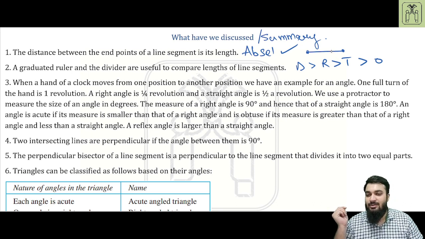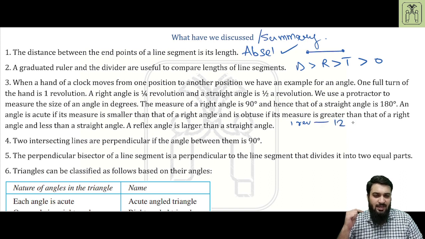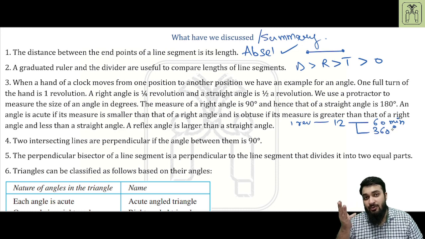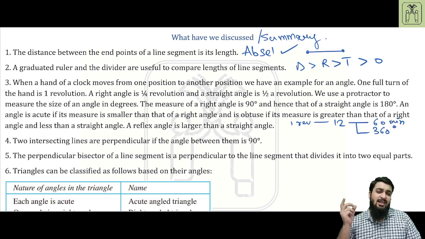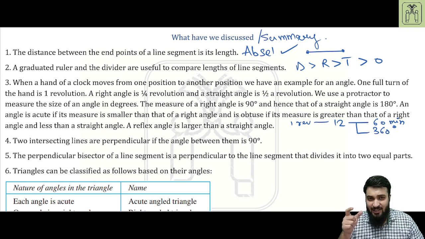Okay, so point 3. When a hand of a clock moves from one position to another, we have an example for an angle. Obviously, we studied with the help of the unitary method how one full revolution is divided into 12 divisions, and 12 divisions are divided into 60 minutes or 360 degrees. And we understood how to use the unitary method, and we understood that each division represents how many degrees, and that is 30 degrees.